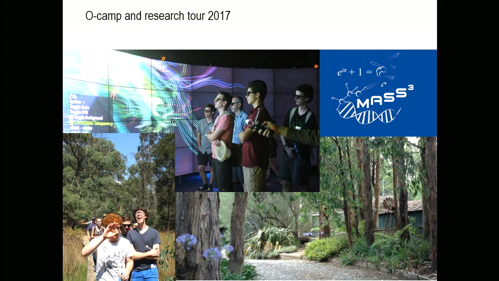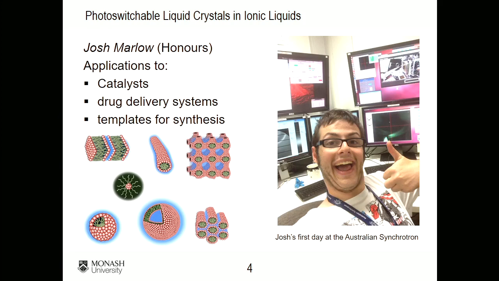So just to give you a bit of an example of some of the research projects that have taken place. This is Josh, who was an honours student, and he looked at a research project on photoswitchable liquid crystals in ionic liquids. As an honours student, so as a fourth year student, he was able to work at the Australian synchrotron across the road. This is an amazing piece of infrastructure, an amazing analytical facility, which is open to you guys to use.